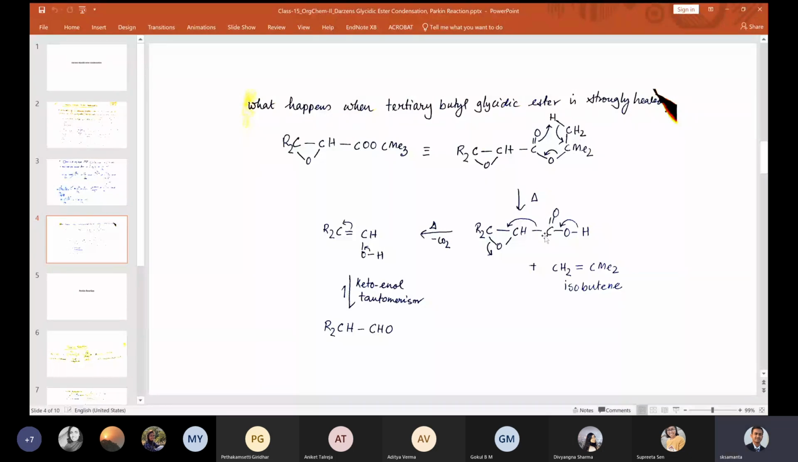So now this carboxylic acid again resembles the previous case. Again, on heat treatment, it leads to decarboxylation, and it gives this kind of compound. After keto-enol tautomerism, you get this compound. That is the only difference. Is it clear now? Yes, sir.